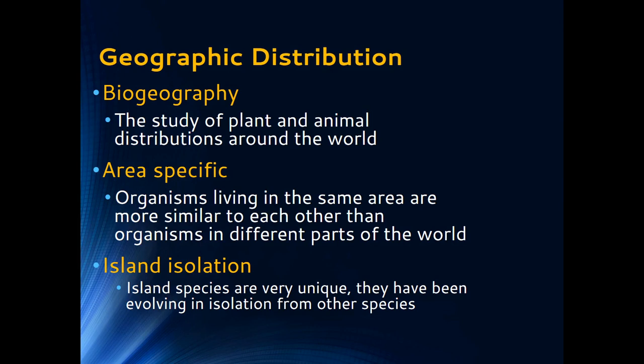So, geographical distribution, biogeography, the study of plant and animal distributions around the world, which is kind of cool. That also kind of plays a role in how species develop, why some species are bigger, why some are smaller, why some are venomous, why some are bright colored.